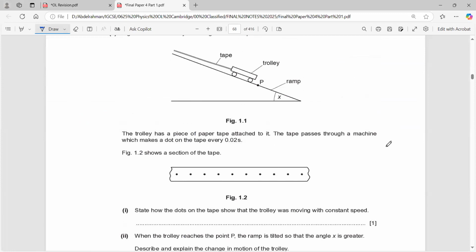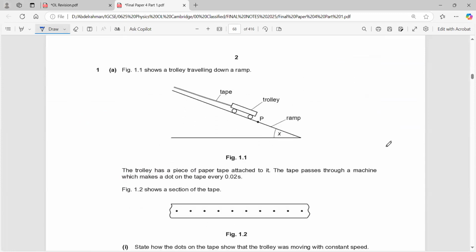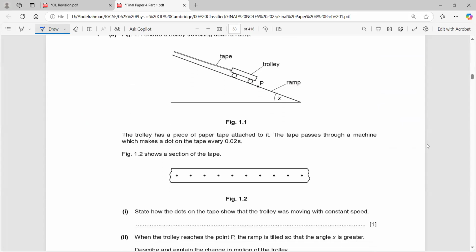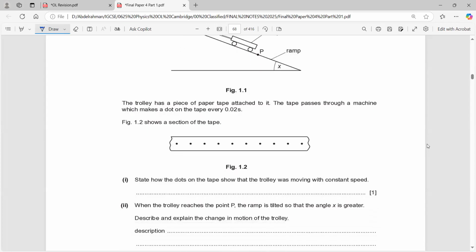حلو الكويستشن ده. This is a nice question. This is a really nice question الصراحة. Okay, كله معايا؟ We have the trolley which is moving downwards. It has a piece of paper attached to it. The tape passes through a machine which makes a dot on the tape every 0.02 seconds. And it's making a dot as well. It's moving every 0.02 seconds. And this is a section of the tape.